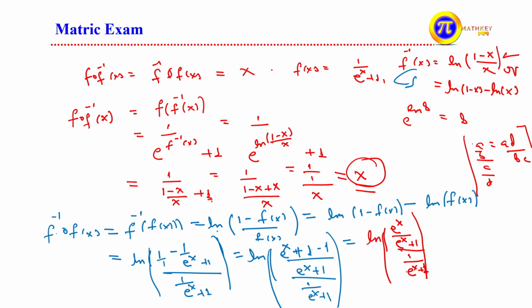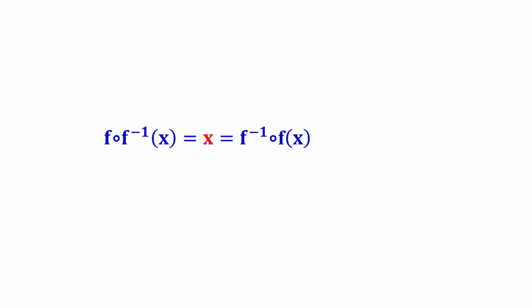If that's so, we cancel e to the power of x plus 1 by e to the power of x plus 1. This becomes ln of e to the power of x. You know that ln of e to the power of x is equal to x. Generally, for any case, what do we have? f of f inverse of x is equal to f inverse of f of x, for any x.